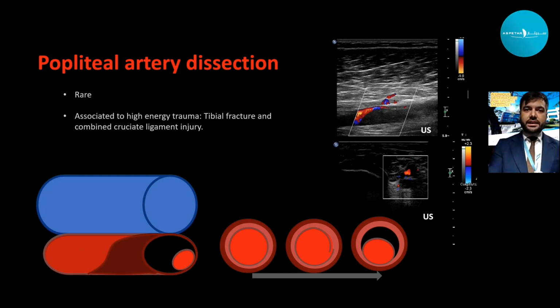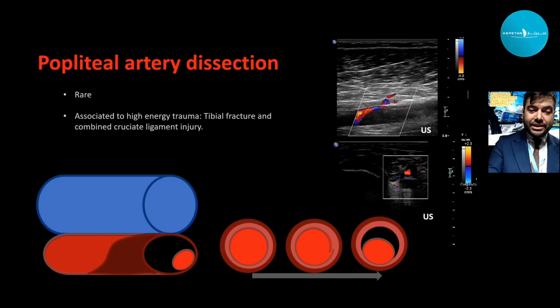Honestly, here in this hospital, I have only seen that case, and it is associated with high energy trauma, tibial fracture, and also combined cruciate ligament injury, ACL and PCL. Normally, it is a very big trauma with knee dislocation that creates a big injury in the artery.